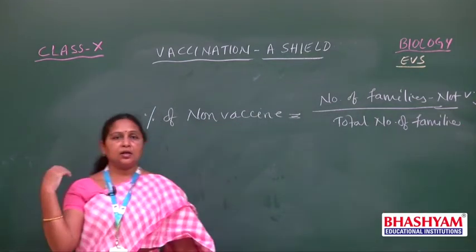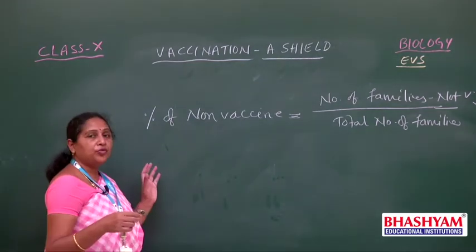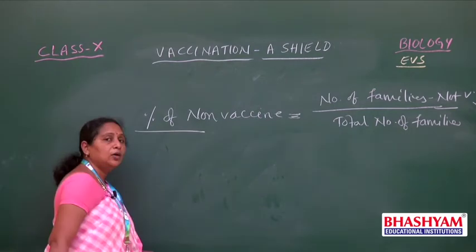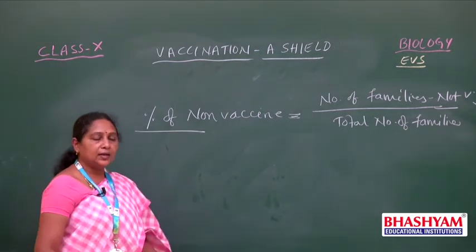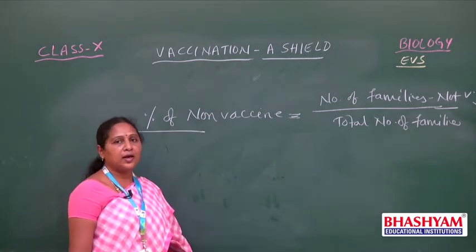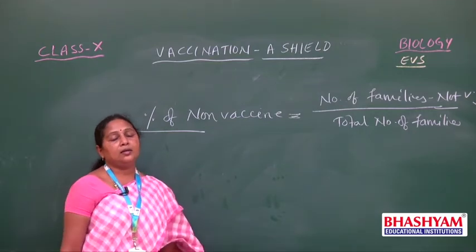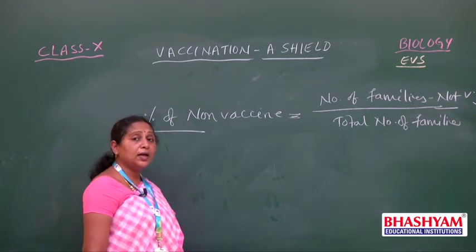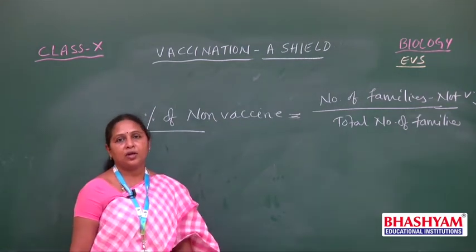By this calculation we are going to find out how many members in a particular place are not vaccinated. Then they collect information on why they have not taken the vaccine, and the vaccine may again be provided to their families. So to protect health, vaccines play a very important role.